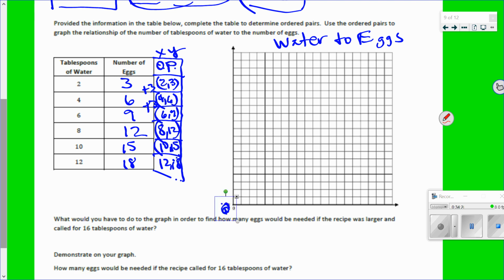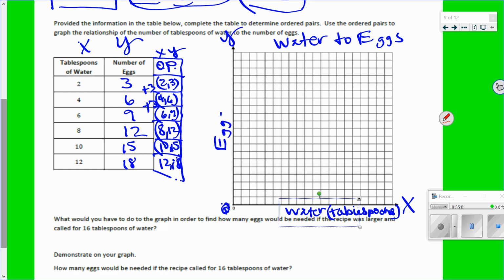What else do we have to put on here? X and Y. Okay. Here's our X and our Y. And then what else? Labels? Yep, what labels? Here's our X, here's our Y. So water, and then you want to put how it's measured in tablespoons. Then what's up the y-axis? Eggs. Okay? Nice. So start labeling.